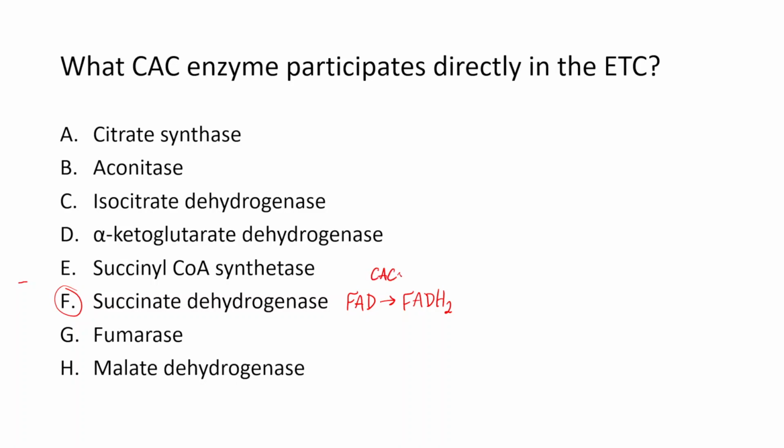So during the citric acid cycle, FAD is reduced to FADH2. During the electron transport chain, FADH2 is oxidized back to FAD. Any questions about that? Okay.